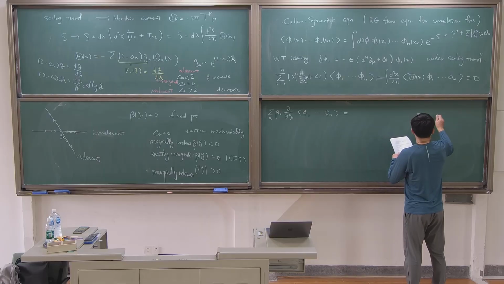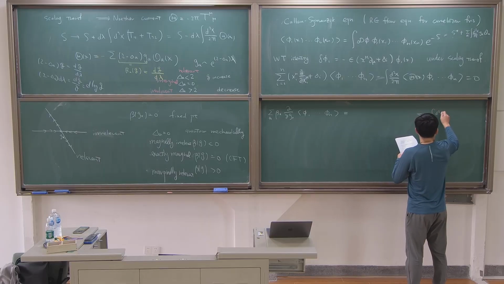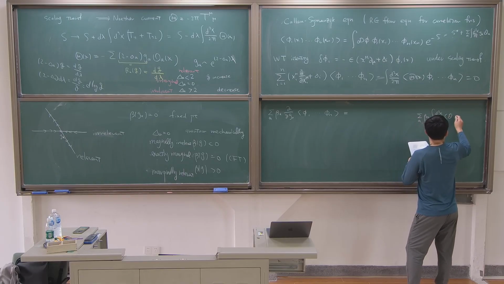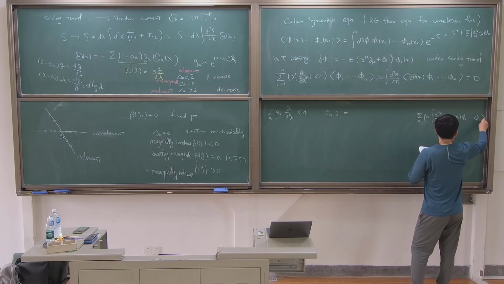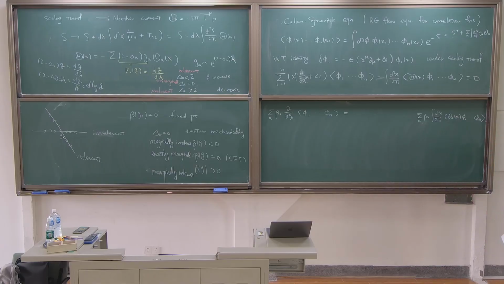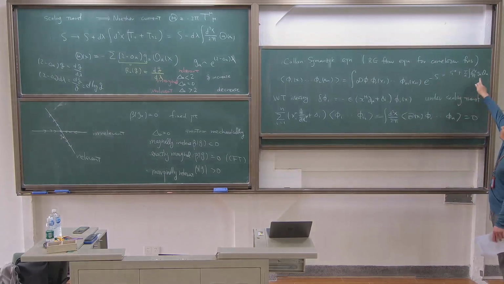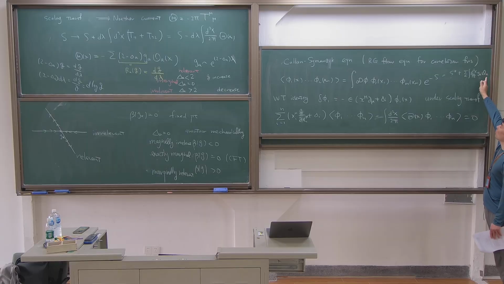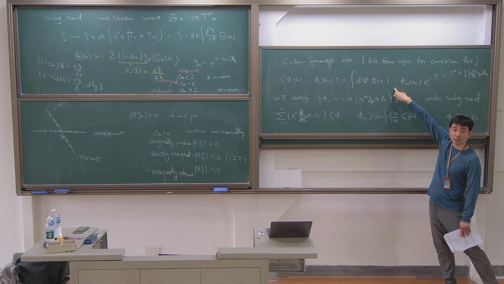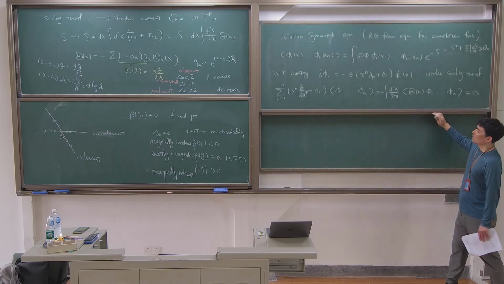You will get the sum over A of the integral d^2x of O_A(x), like this. Because if you act with the derivative with respect to g_A, you just differentiate this coupling constant and bring O_A out of the action. Okay, so therefore this one.